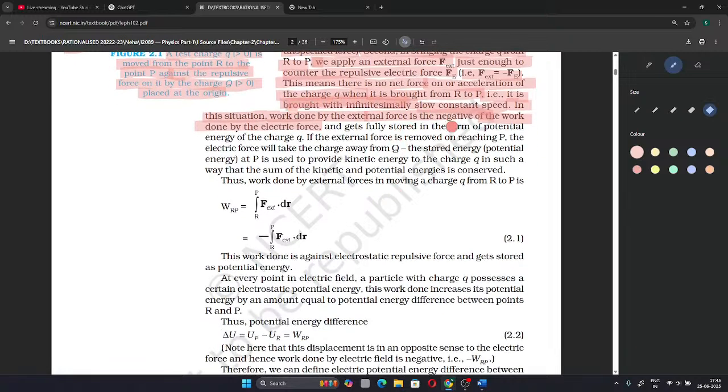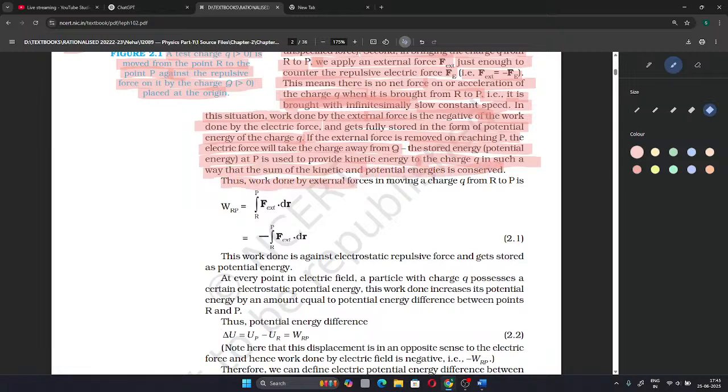Brought with infinitesimally slow constant speed. In this situation, work done by the external force is the negative of work done by the electric force and gets fully stored in the form of potential energy of the test charge q. If the external force is removed on reaching P, the electric force will take the charge away from Q. The stored energy, potential energy at P, is used to provide kinetic energy to the charge q in such a way that the sum of the kinetic and potential energies is conserved.